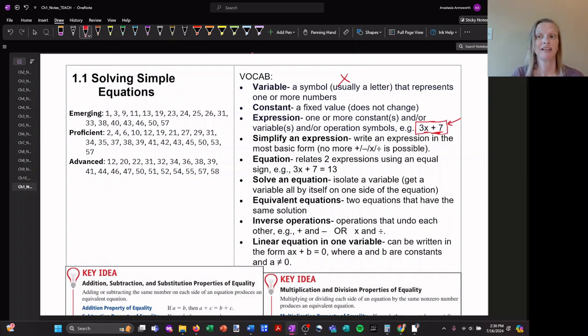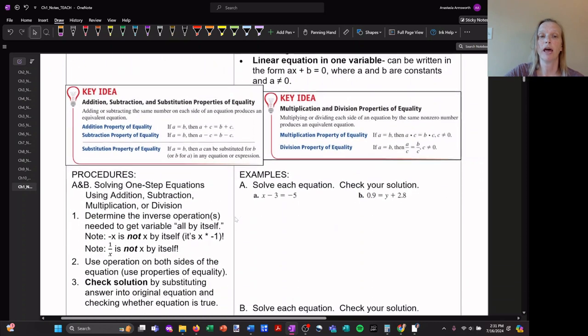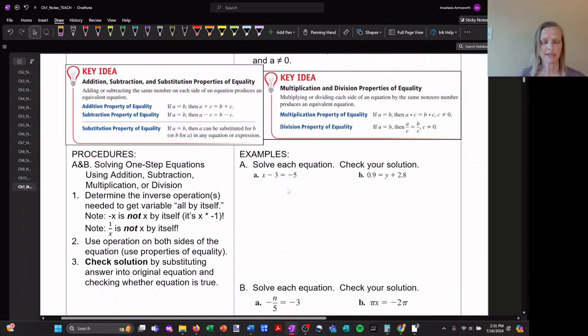An equation takes two expressions and relates them to each other using an equal sign. So here we've got that same expression, 3x plus 7, and we have a very simple expression, 13, and we're relating those two expressions together with an equal sign. When we solve an equation, the goal is to isolate the variable, to get it all by itself on one side of the equation. Let's have a look at how we do this with some examples.